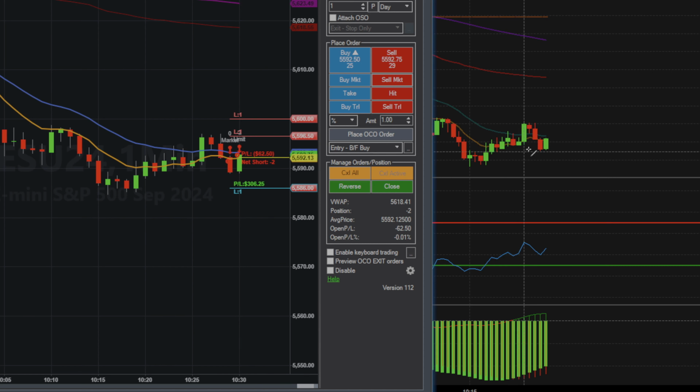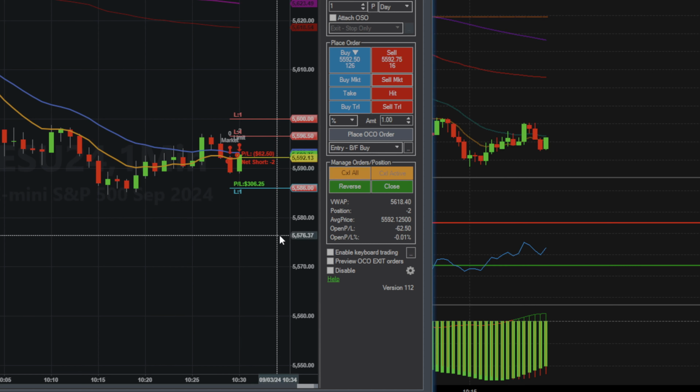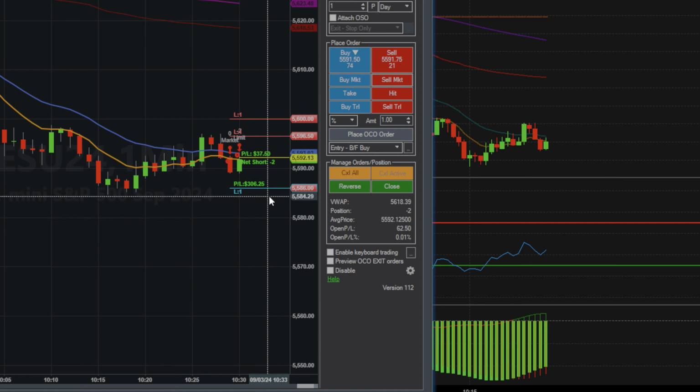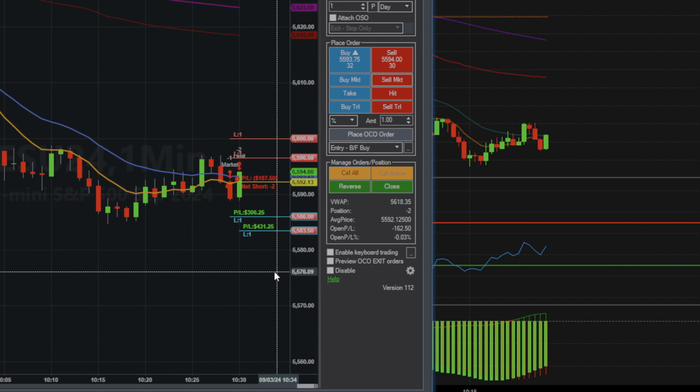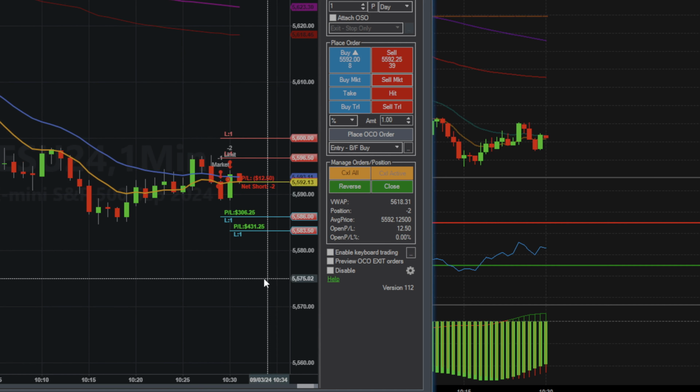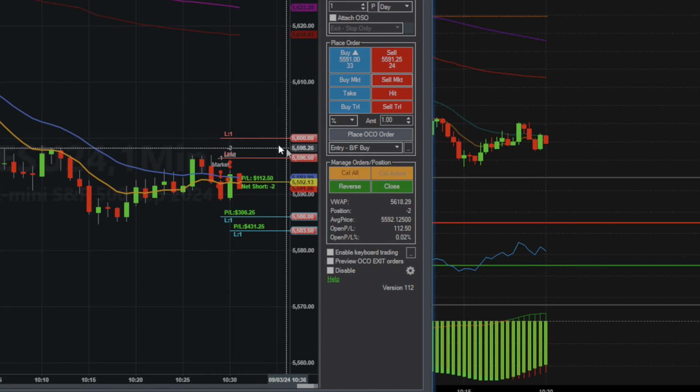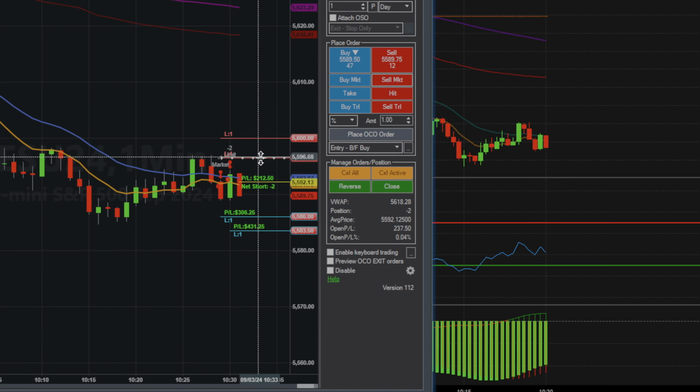Order filled. I'm going to add there off the 20 moving average here. So now I'm short 2 contracts. We're up about 187 here unrealized. Again, I'm looking for the bigger pullback all the way down here.